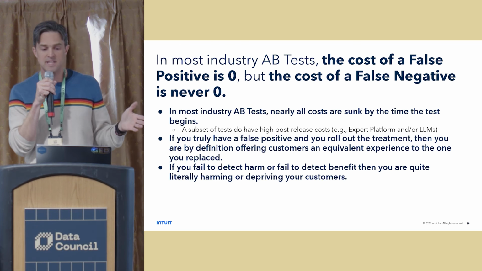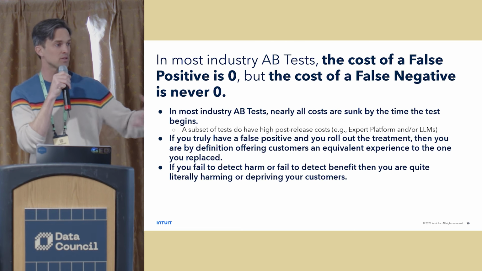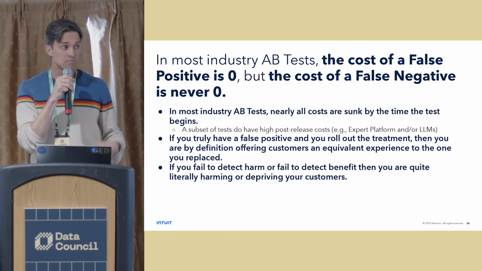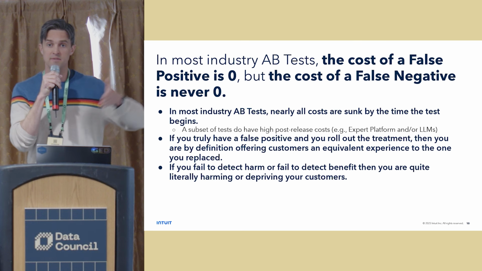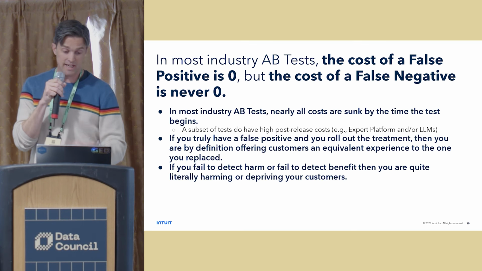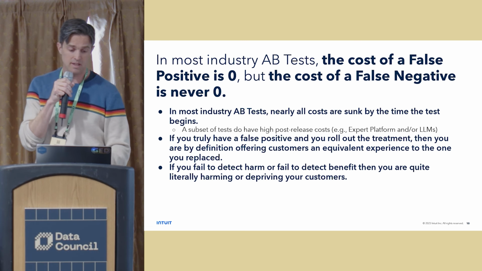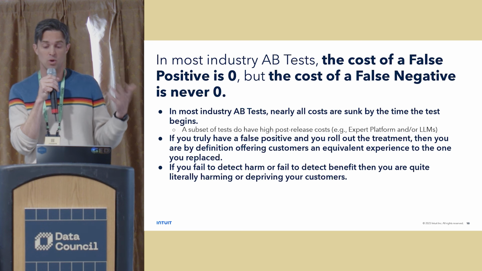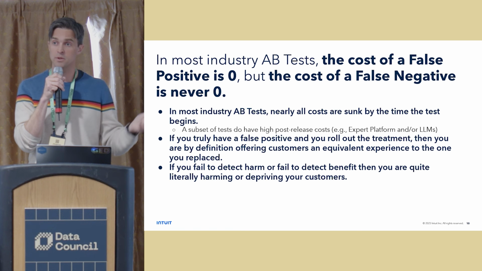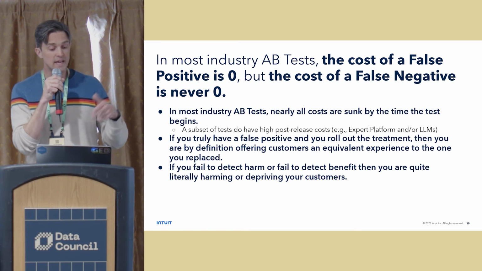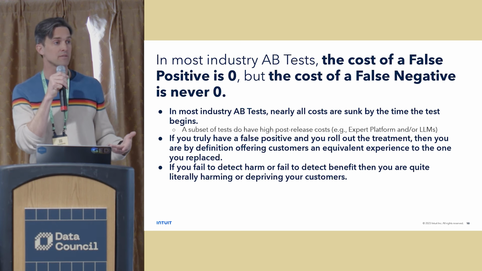Now, there is a subset of tests that have high relative post-release costs, such as an expert platform where every additional engagement incurs a cost, or an expensive LLM, in which case just adjust your metrics so that 0 reflects your break-even point. You're essentially reporting on profits instead of revenue now. But again, that's not most tests. Most industry A/B tests are UI changes. They're simpler tests. And so if you truly have a false positive and you roll this treatment, then you're by definition offering customers an equivalent experience to the one you've replaced. But if you fail to detect harm or you fail to detect benefit, then you're quite literally harming or depriving your customers.